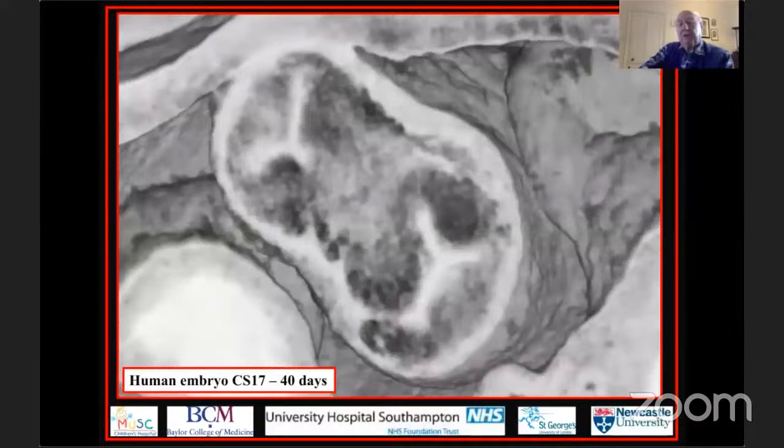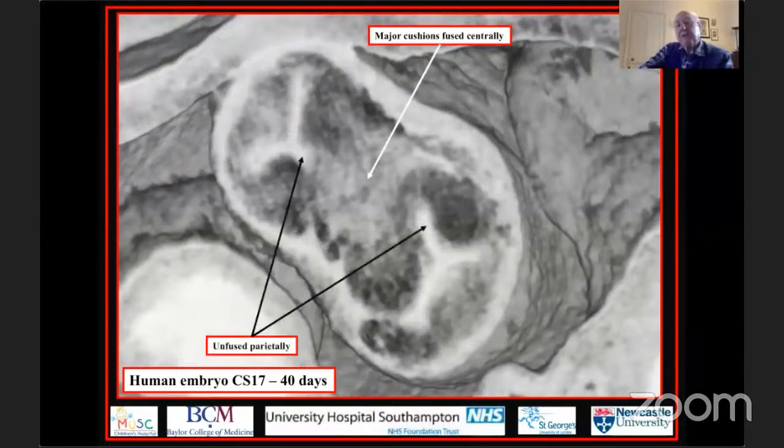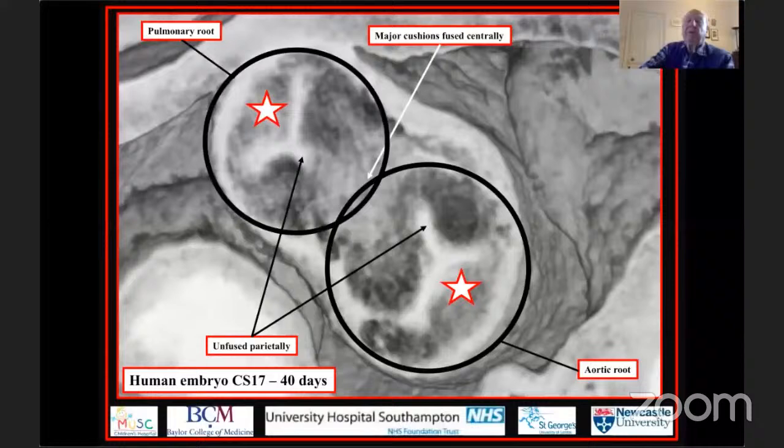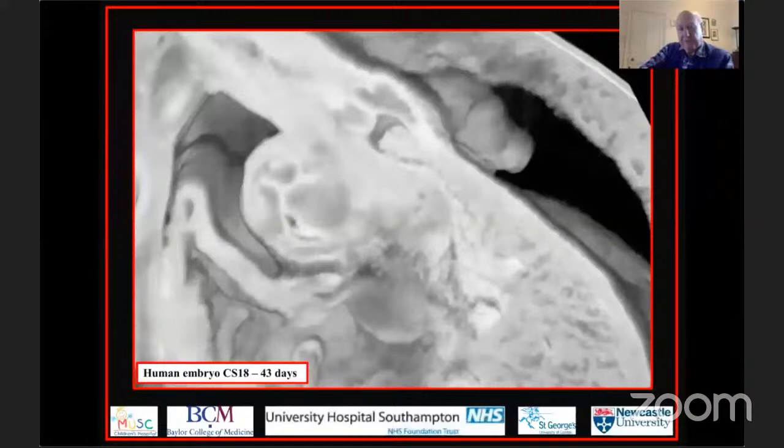And if I take a cross-section across this middle part of the outflow tract 1 stage later, as you see, Carnegie stage 17, we're nearly at the 7th week of development now, but hopefully you can see how we are forming these arterial roots. Because the cushions have fused centrally, but they have not fused peripherally. And now the interdigitation of these intercalated cushions with the unfused peripheral margins of the 2 major cushions are permitting us to recognize the aortic root, the pulmonary root. Note that they are still within the myocardial walls.